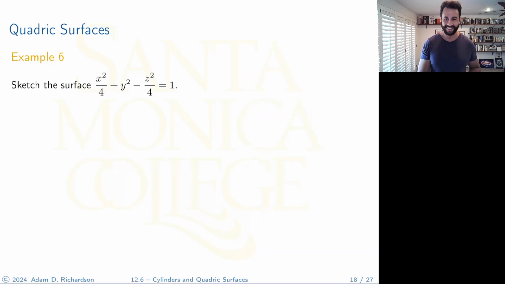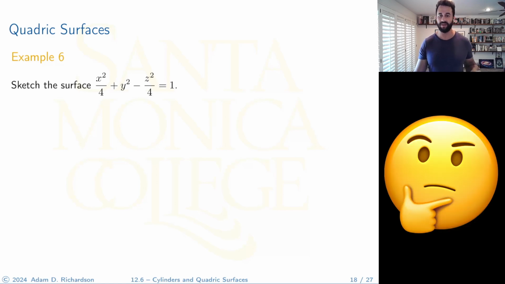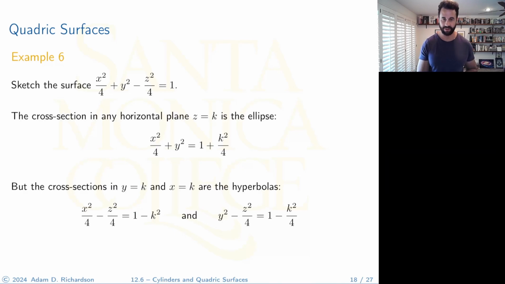Okay, how about this one? So, same kind of thing. This one, I just want you to ponder it for a minute and then we'll look at it together. The game is the same. You're basically just kind of asking yourself, what do I get when I start chopping this thing in different places? Set x equal to some numbers, set y equal to some numbers, set z equal to some numbers. What do you get? All right, now let's go through this one together.